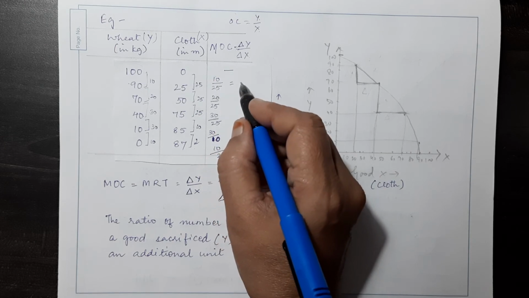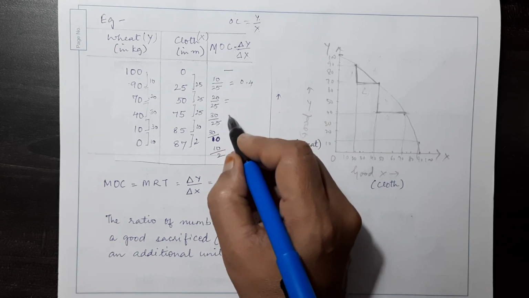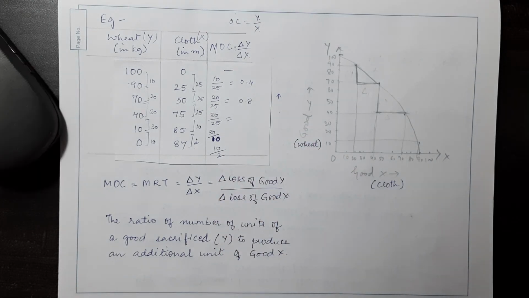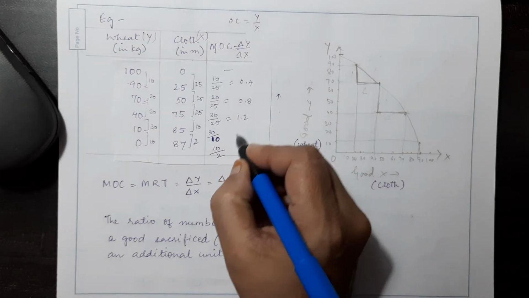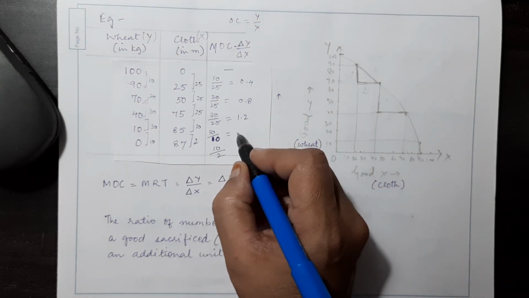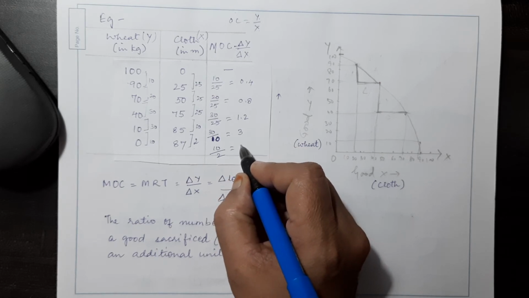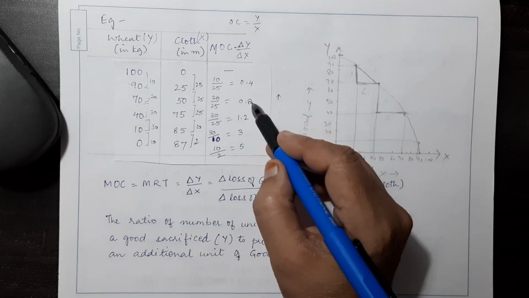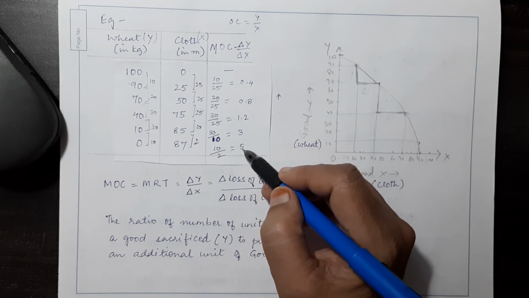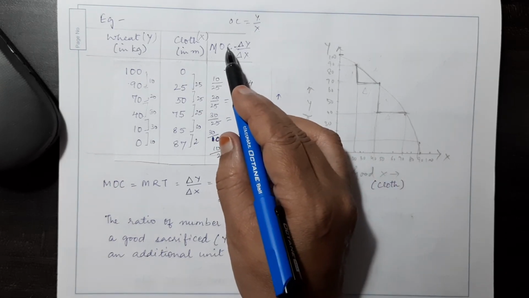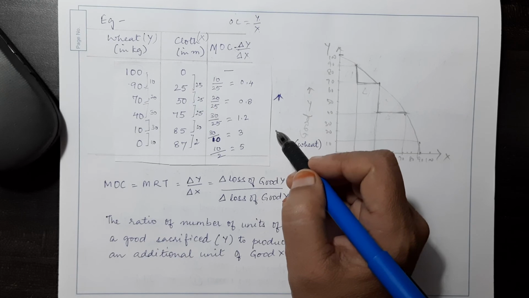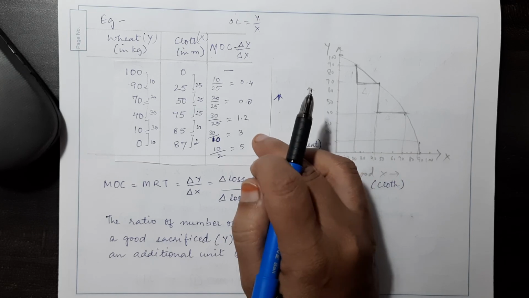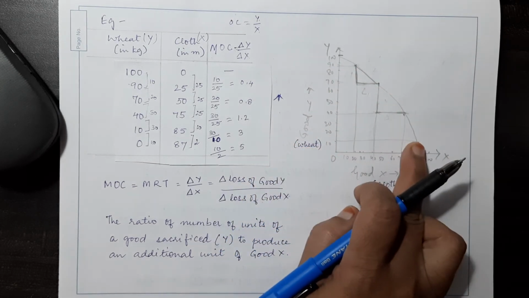10 by 25 is 0.4 and 20 by 25 will be 0.8 and 30 by 25 will be how much? 1.2 and 30 by 10 is equal to 3 and 10 by 2 is equal to 5. What is our observation? The observation is 0.4, 0.8, 1.2, 3 and 5. That means the marginal opportunity cost increases. The marginal opportunity cost keeps on increasing. This is one more reason why it is downward sloping.